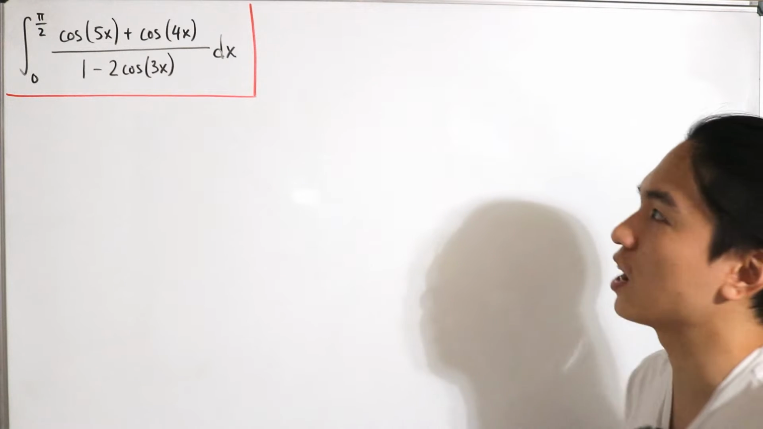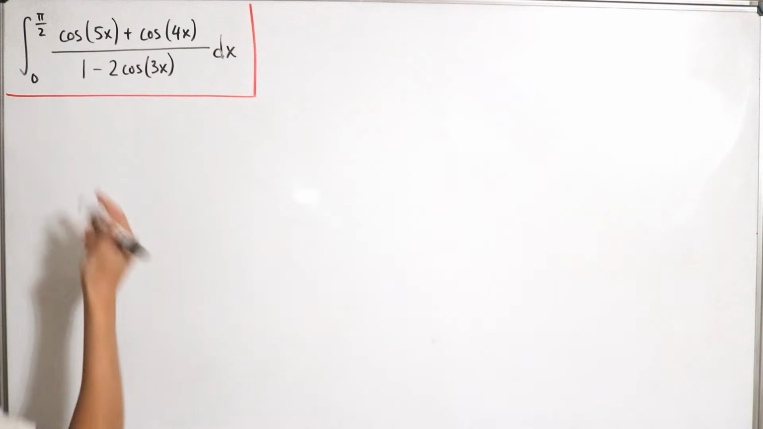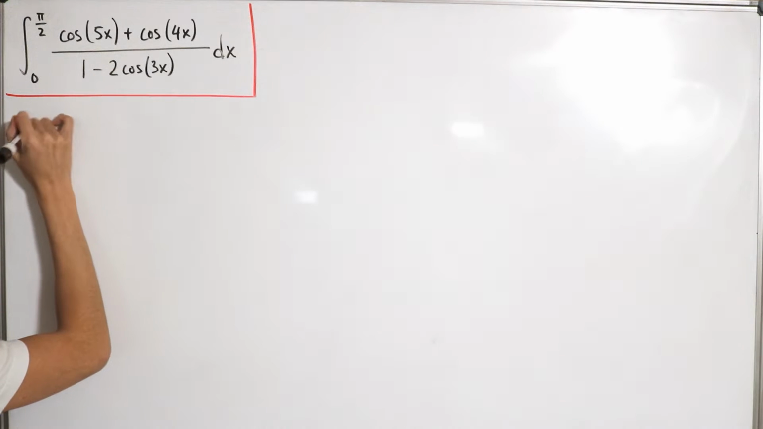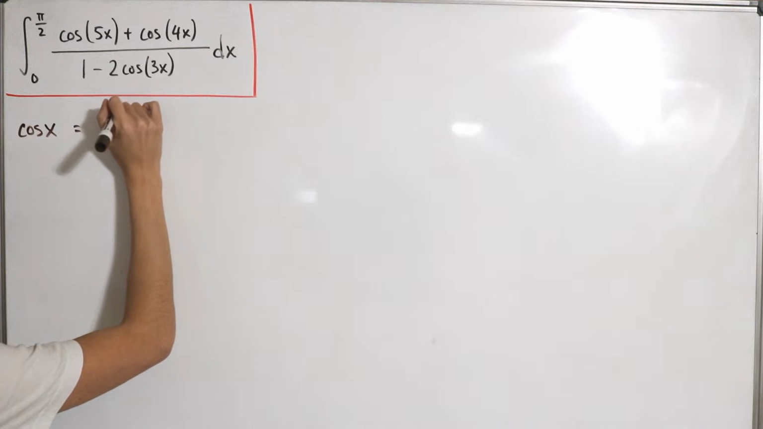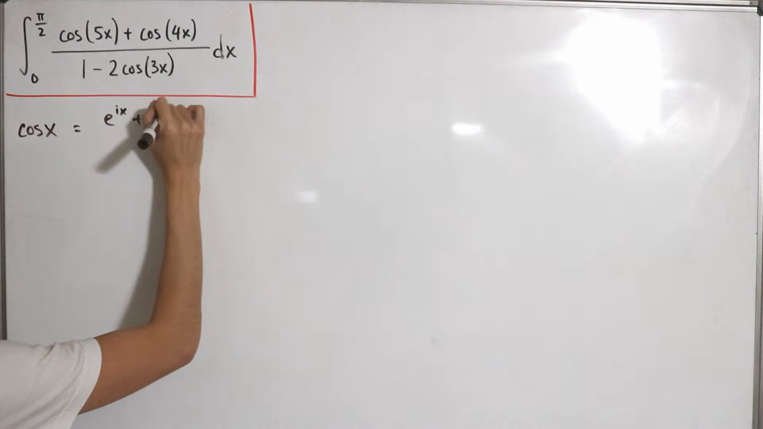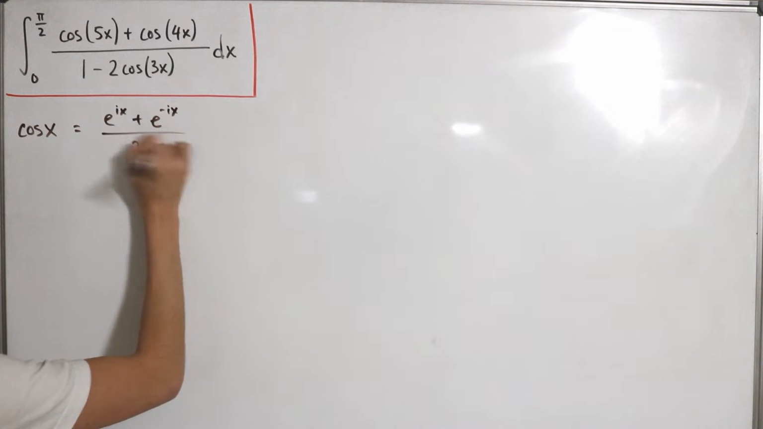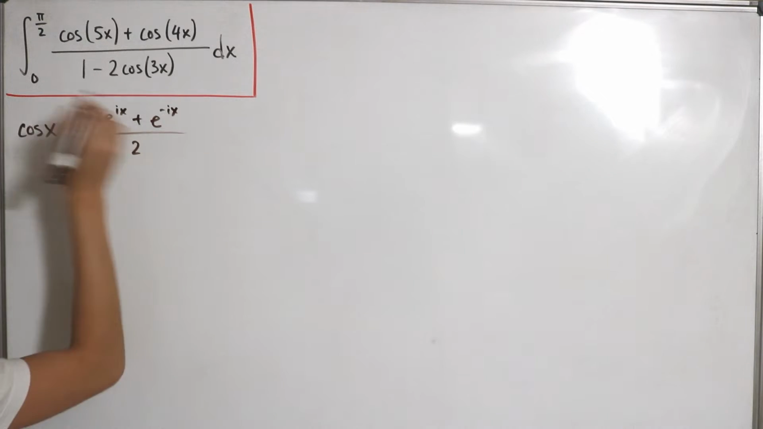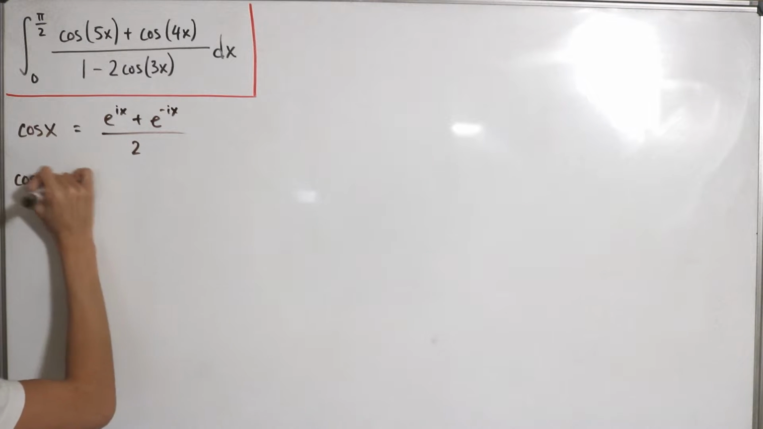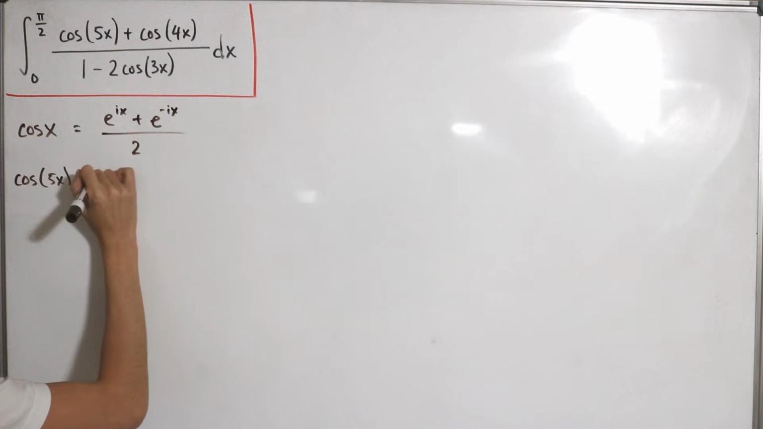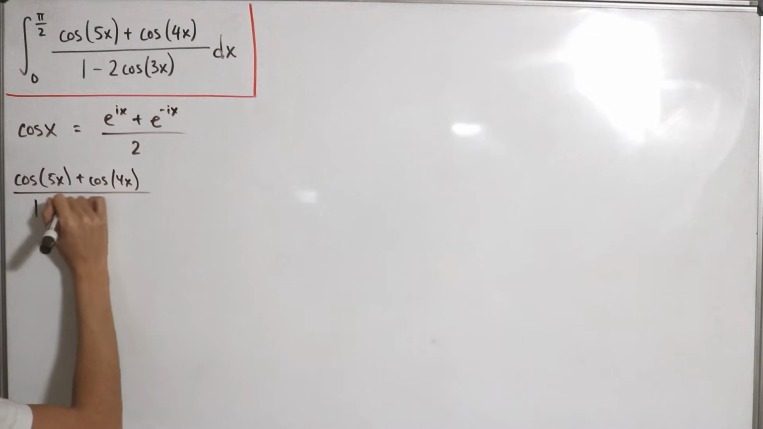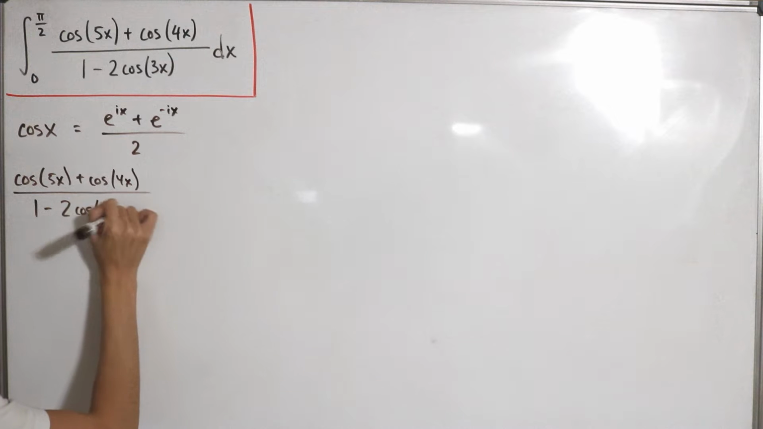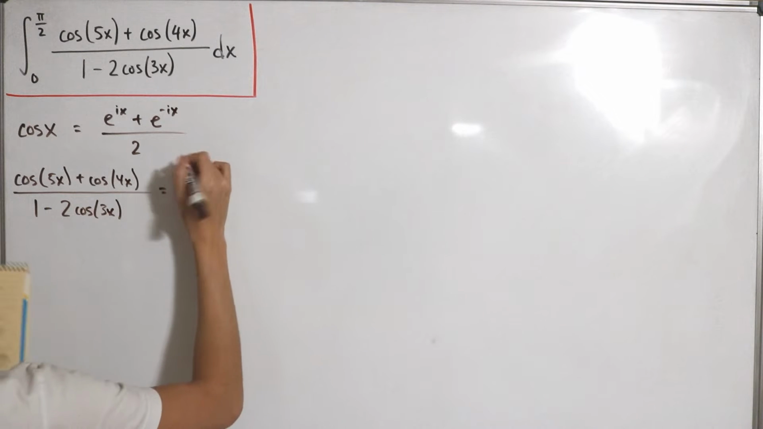So with that out of the way, let's jump right into it. As mentioned, we have cosine, so we'll use the exponential definition. Cosine of x is equal to e to the power ix plus e to the negative ix, divided by 2. So replace everything in our integrand: cosine of 5x plus cosine of 4x, all divided by 1 subtract 2 cosine of 3x. It's going to be written as follows.